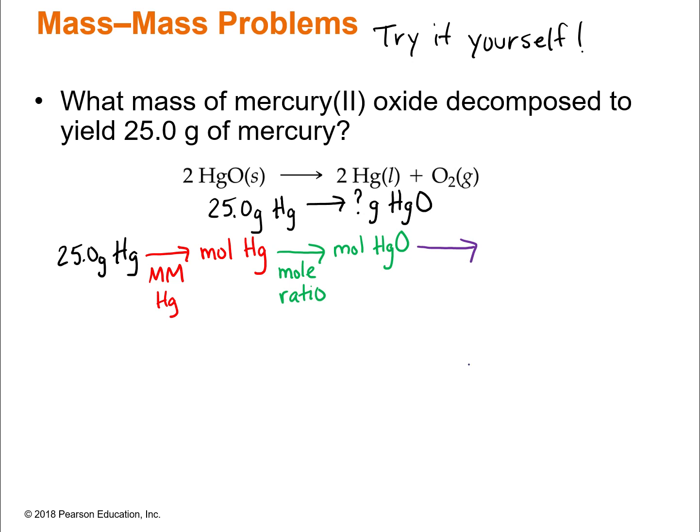What's the last step? We have moles of mercury 2 oxide. What are we trying to get to? We're trying to get to grams. And we're going to use that molar mass, only this time it's the molar mass of mercury 2 oxide.